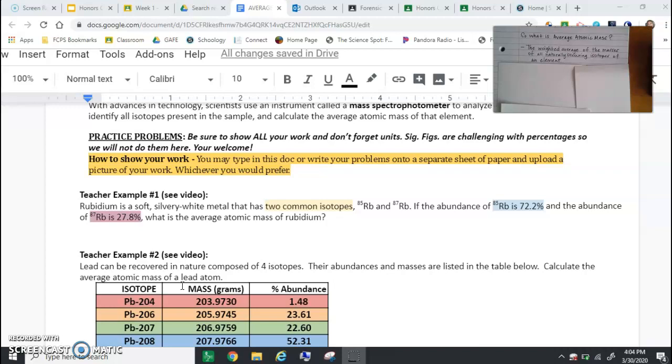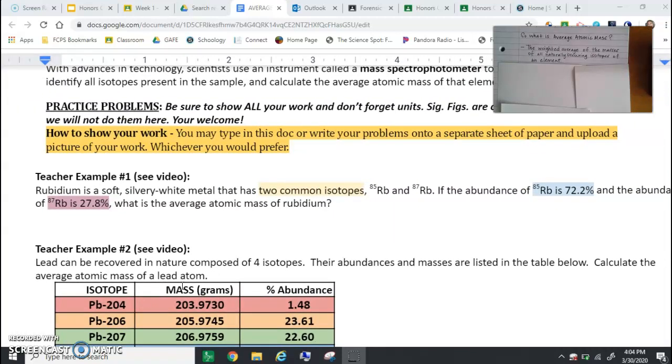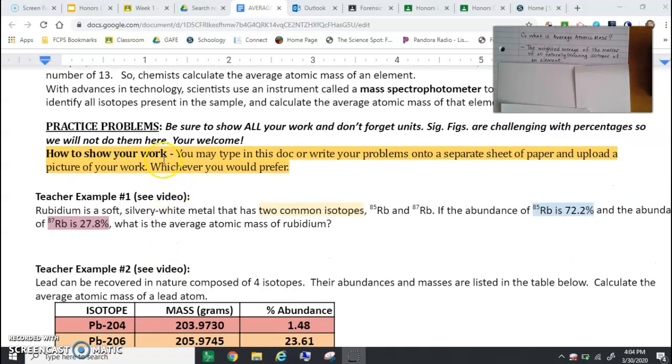Okay, well on these practice problems it says, be sure to show all your work and don't forget units. Sig figs are challenging with percentages and so we don't use them here. So in that case, all you're going to worry about is making sure that you show me your work. And how do you show me your work? You're going to have to type in this document or write your problems on a separate sheet of paper and then upload that picture to me so that I can see your work.